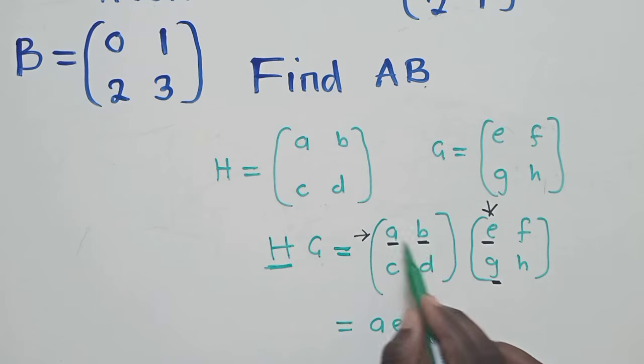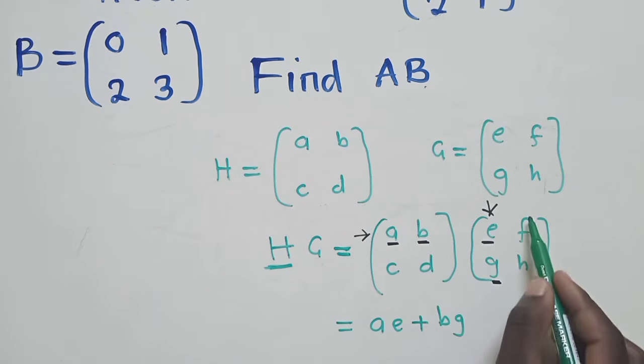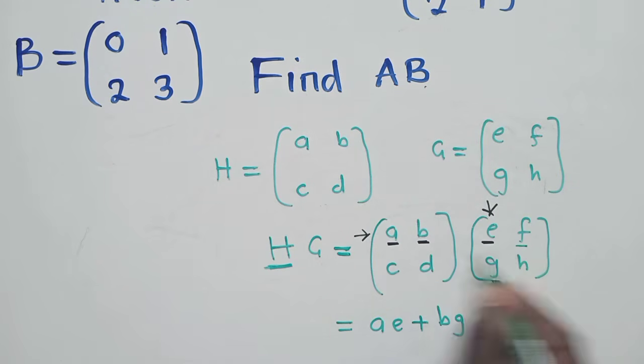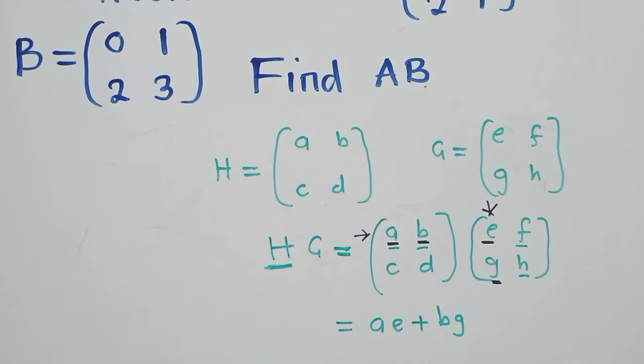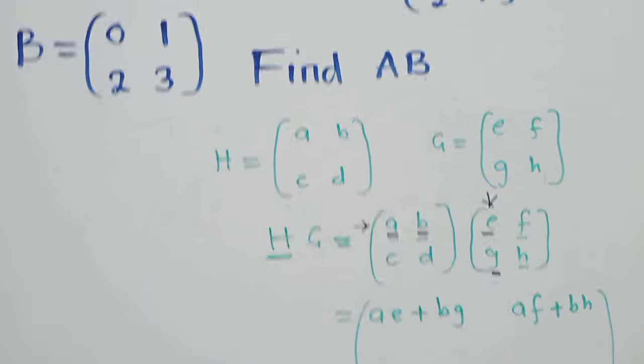We come to the same row multiplied by the other column. A will move with F, B with H. So it will be AF plus BH. When you say A times F, it's AF. B times H, it's BH. Okay, we're done there. We even put the brackets like that.